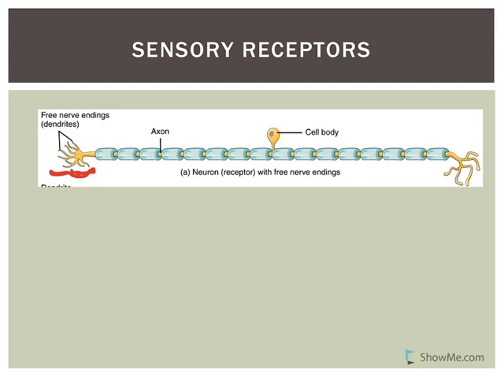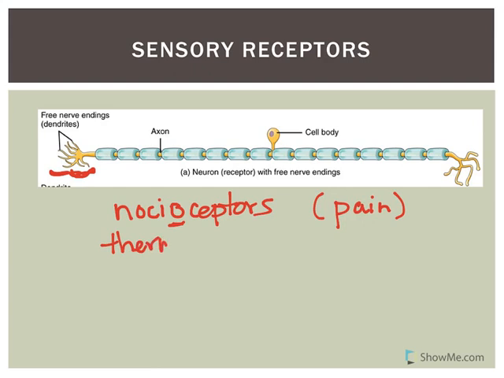We're going to be looking at nociceptors. There are two different ways you can spell it, with or without this O. Nocioceptors and nociceptors, they are involved in pain detection. Thermoreceptors are involved in temperature.